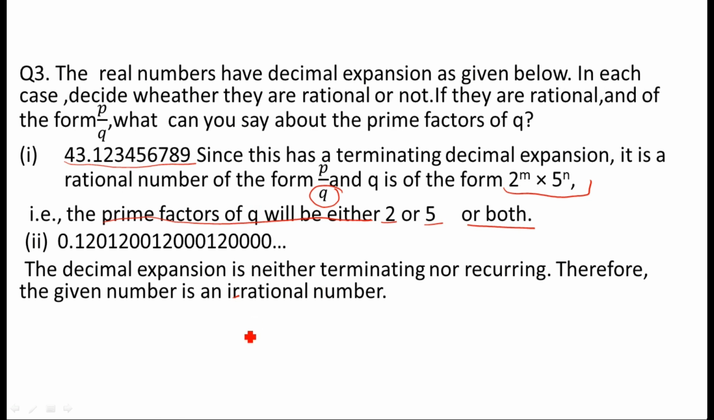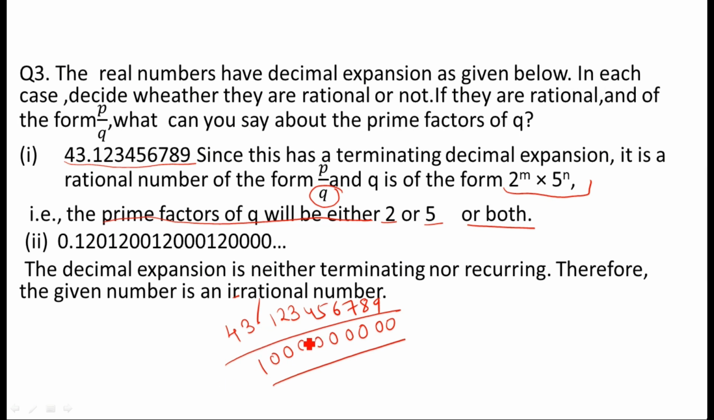How is it a terminating decimal expansion? When we remove this dot, we write it as 1, 2, 3, 4, 5, 6, 7, 8, 9 zeros. We put here 9 zeros. Therefore, we can write it in the form of 2 and 5 for some values of m and n. Therefore, it is a terminating decimal expansion.